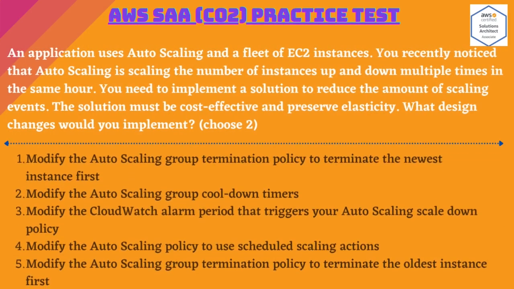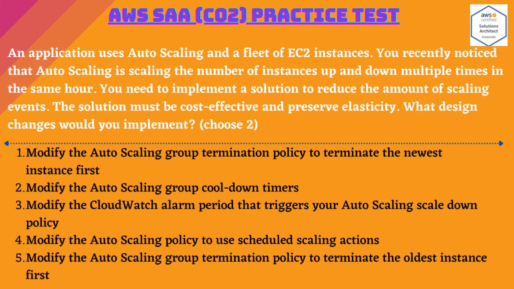The next question is, an application uses auto scaling and a fleet of EC2 instances. You recently noticed that the auto scaling is scaling the number of instances up and down multiple times in the same hour. You need to implement a solution to reduce the amount of scaling events. The solution must be cost effective and preserve elasticity. What changes would you implement?